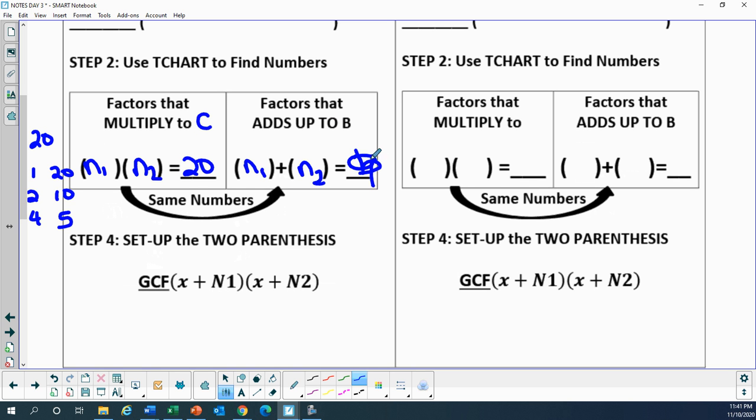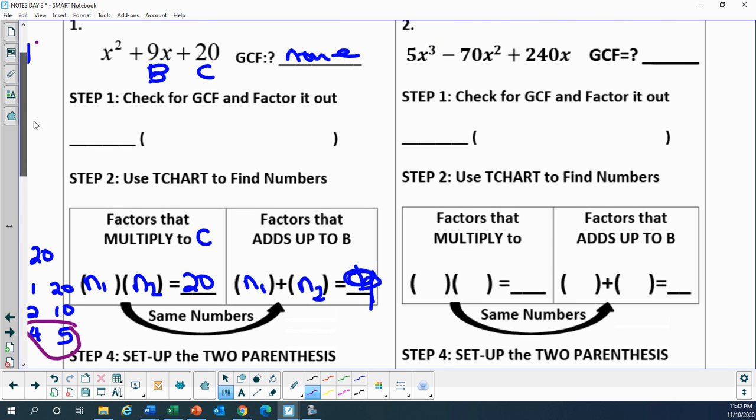So which two numbers can I add that would give me 9? 4 and 5. When I multiply 4 times 5, it gives me 20. When I add them, 4 plus 5, it gives me 9. So my factors would be x plus N1, which is 4, and x plus N2, which is 5. Okay, that's all you have to do.